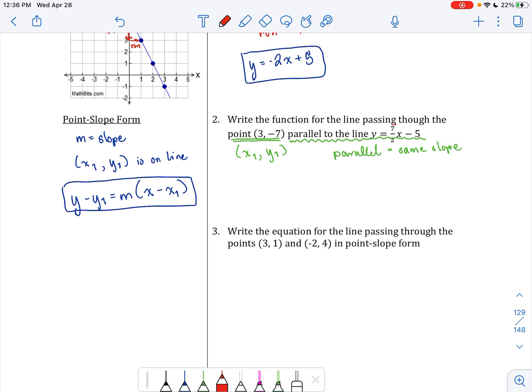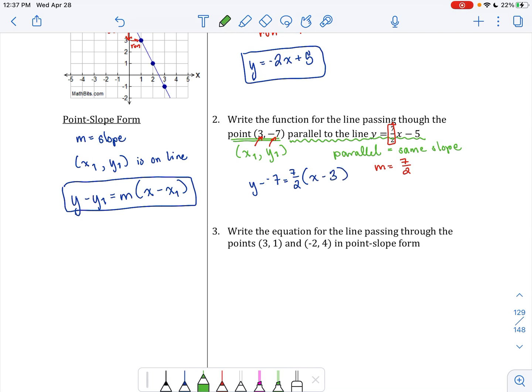Now the slope here, we look at the multiplier of x. So in this case, our slope is 7 over 2. Now all we need to do is plug in our x1, our y1, and our slope into our formula right here. So our formula starts off y minus y1. So y minus negative 7 is equal to m right here, which is 7 over 2, since it's parallel to that other line, parentheses x minus x1, which is 3.